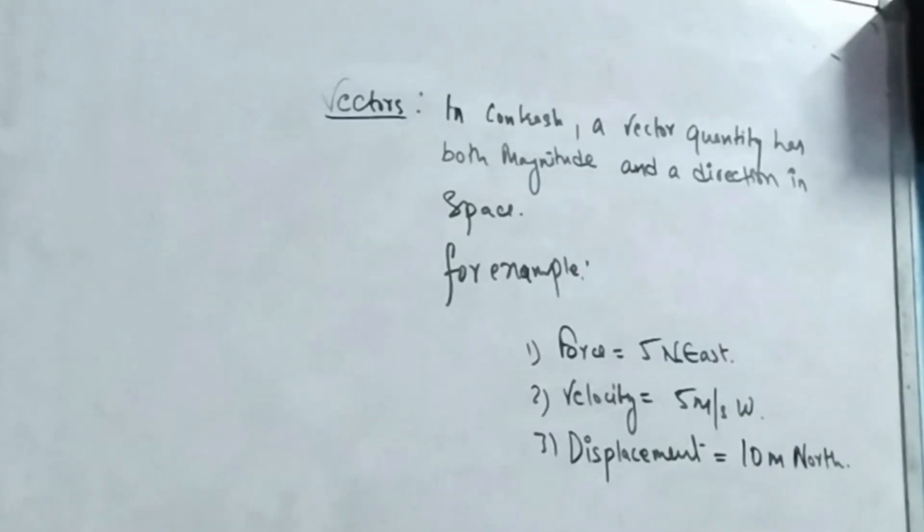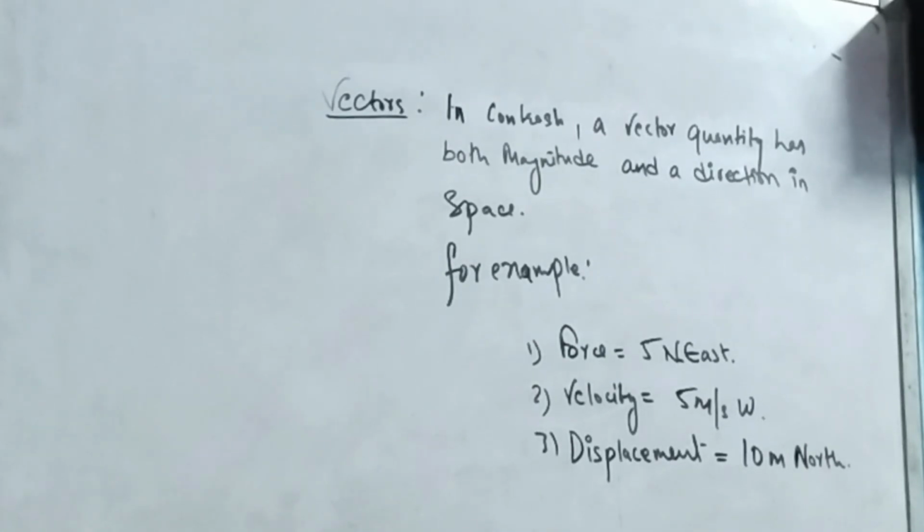Next topic is vector. So what do you mean by vector? First note the definition, I'm writing on the board. Let's read the definition: a vector has both magnitude and a direction in space.